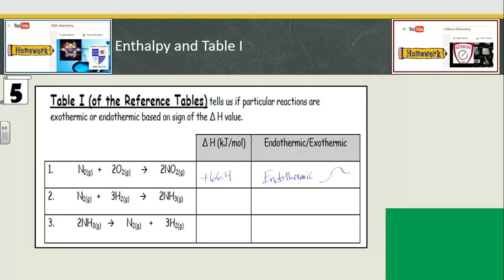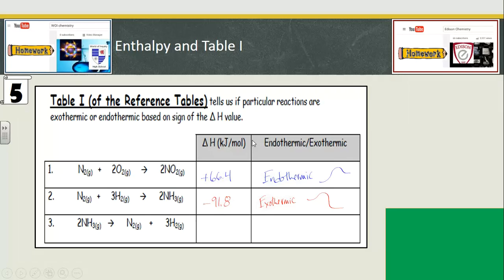The next one, N2 plus 3H2. Let's find it here. Got to look through lots of them. N2 plus 3H2 makes 2NH3. There it is. The delta H is negative 91.8. Well, that's exothermic. More heat is produced than was absorbed. So it would feel hot. And I draw my potential energy diagram like that, the reverse of the roller coaster that I had before.